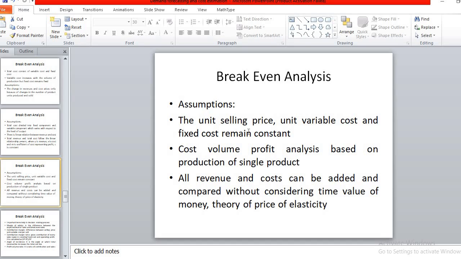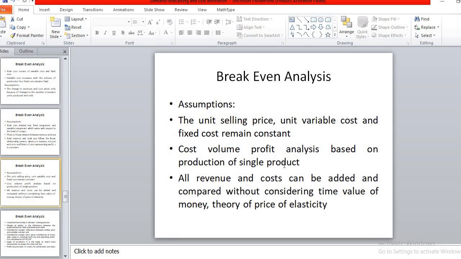Another assumption is that the unit selling price, unit variable cost, and fixed cost remain constant. This break-even analysis or cost volume profit analysis is based on a single product. It cannot consider multiple products.